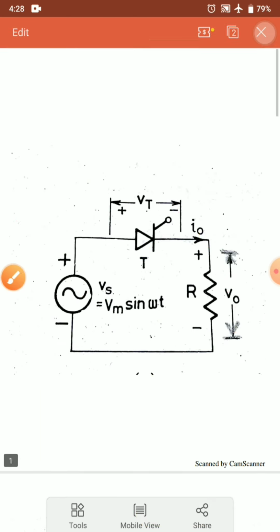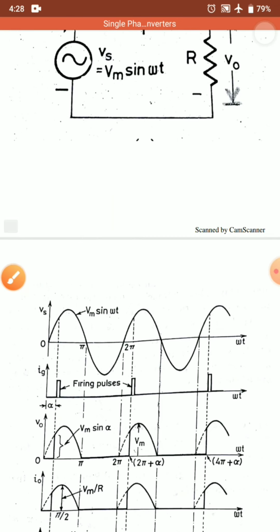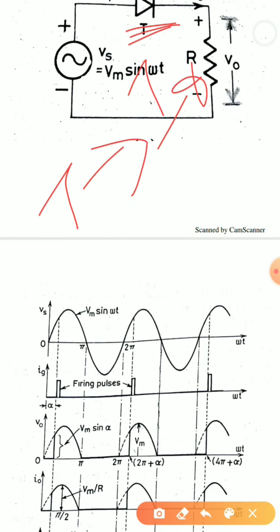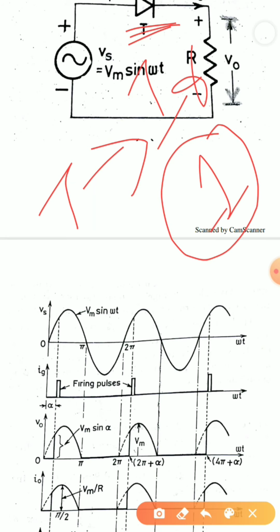Now here we can see that there is only one pulse. Why is there only one pulse? As I am using only one thyristor. For triggering one thyristor, only one gate pulse is required. So this is a one pulse converter.